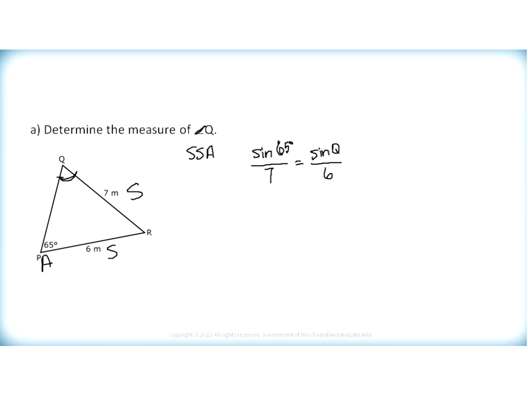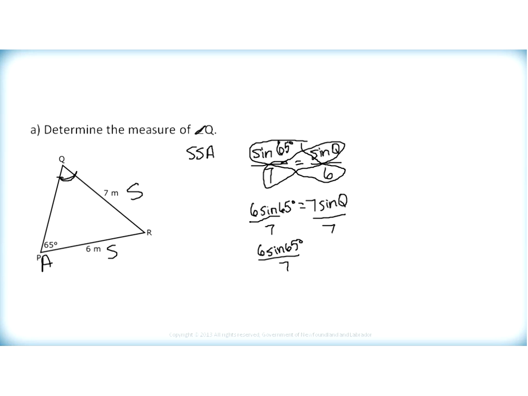Now what I've got to do is get sine Q by itself. So to do that, the easiest way is to cross multiply. So I get 6 sine 65 degrees is equal to 7 sine Q. Now I'm going to divide both sides by 7, so I get sine Q by itself. So 6 sine 65 degrees over 7 is equal to sine Q. So I now have sine Q.